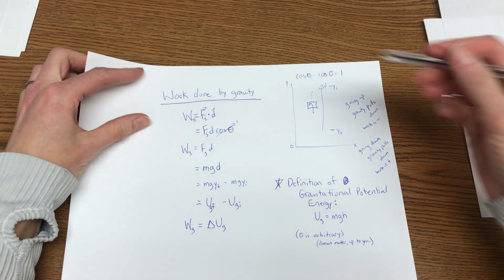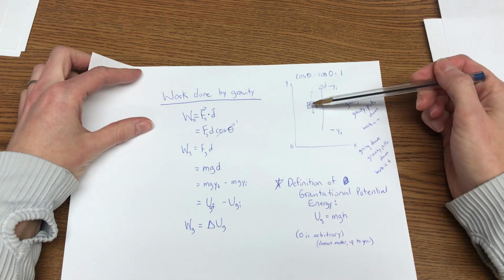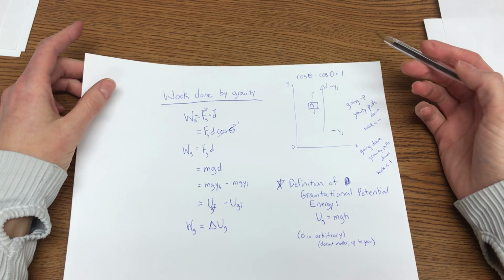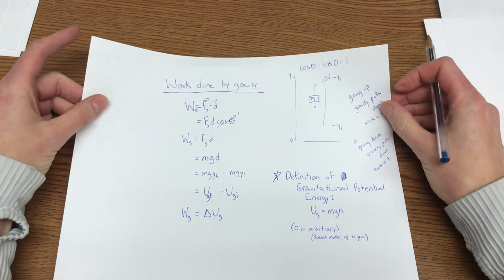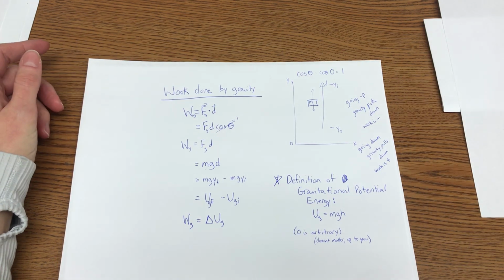Okay. So interestingly enough, work done by gravity changes the potential energy. Well, where does that potential energy go? Well, it turns into things like kinetic energy, or sometimes heat, depending on what else is going on. Okay. So that's all I have to say about gravitational potential energy.